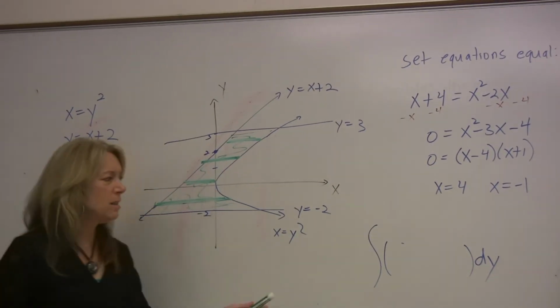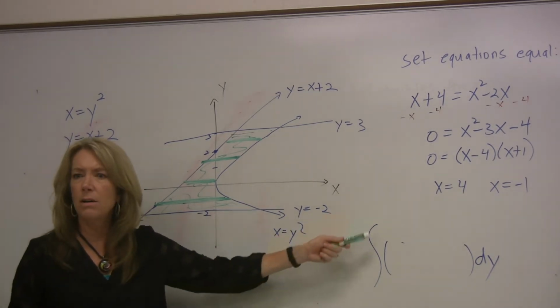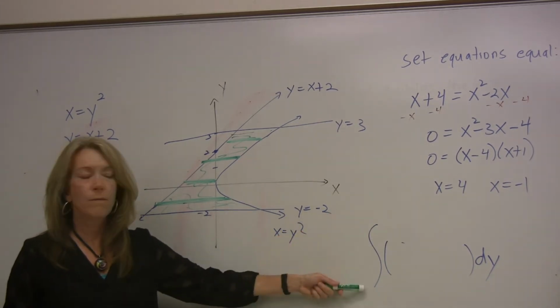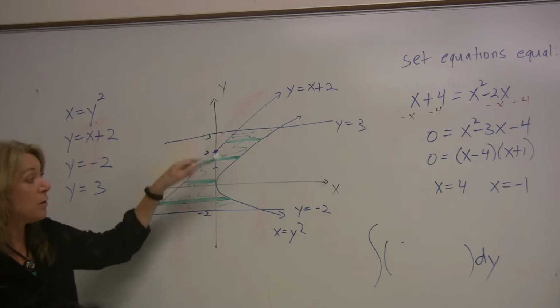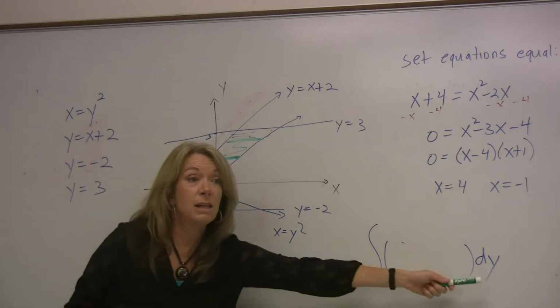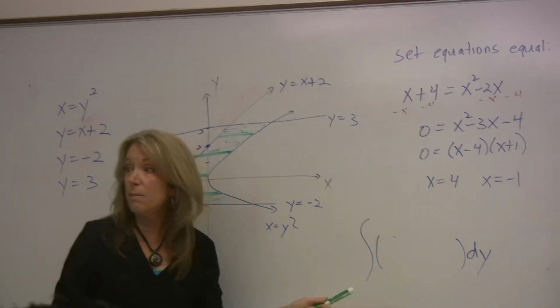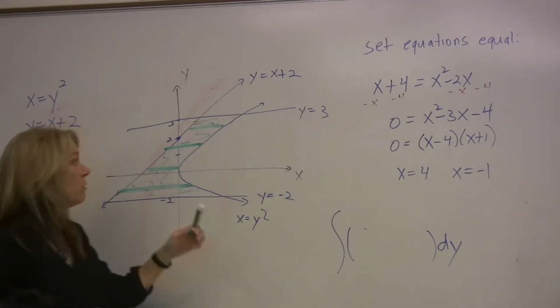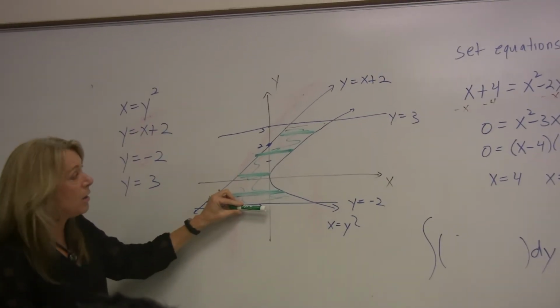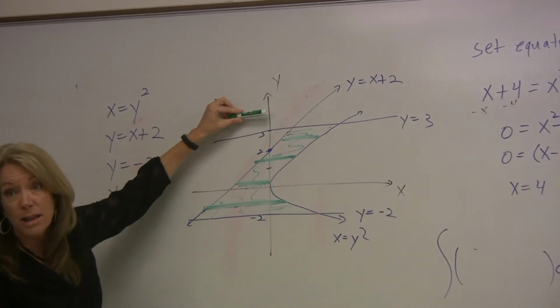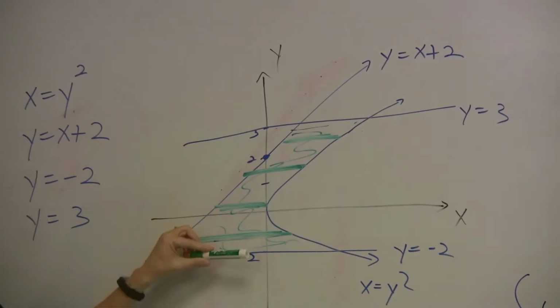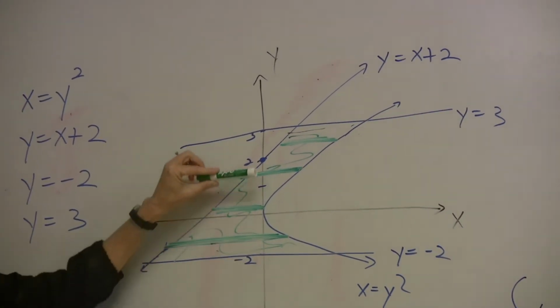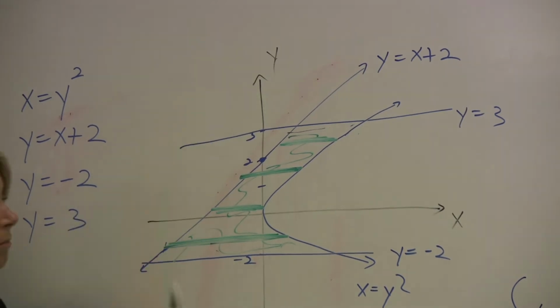Let's do the bounds next. What goes here and here? -2 to 3, because those are y values, right? Because this says dy, this has to be a y value from here to here. So we're going to start slicing it from here all the way up till there. Instead of left to right, it's bottom to top. So I'm going to start slicing at -2 and keep slicing till I get up to 3.